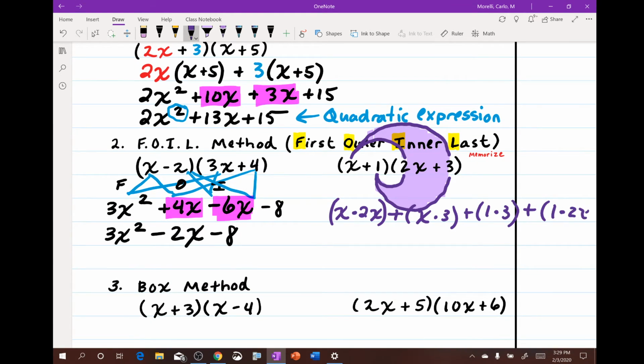So notice we didn't follow the FOIL. It doesn't matter. Now let's simplify. What is x times 2x? Squared. Plus, what's x times 3? Now, let's highlight the terms we want to combine. Which terms should I combine? That's so good. Okay. So I'll write 2x squared. What's 2x and 3x? And then plus 3. And we're done.